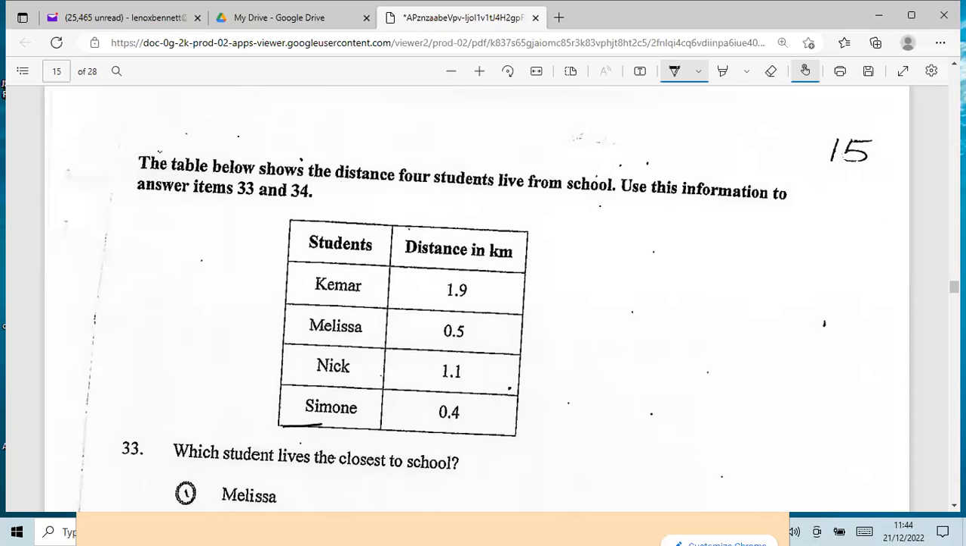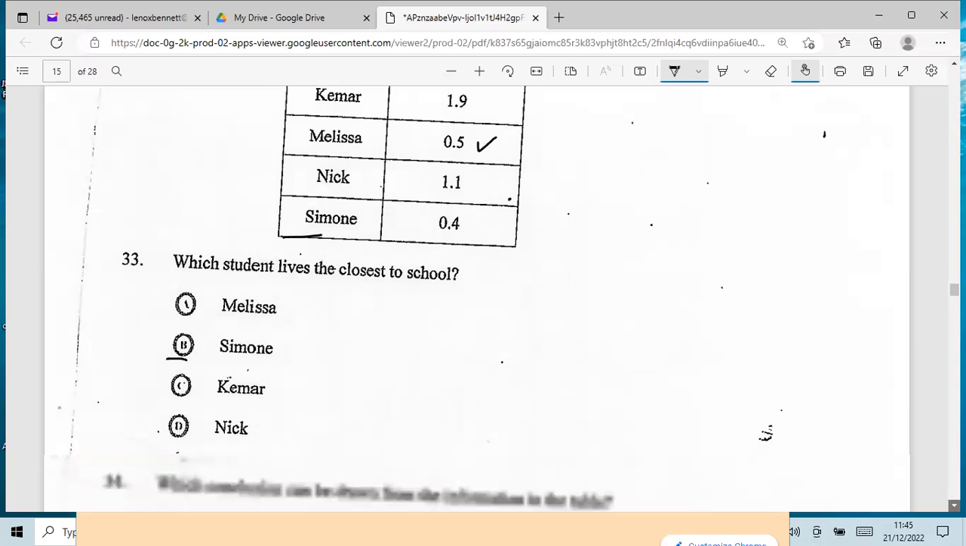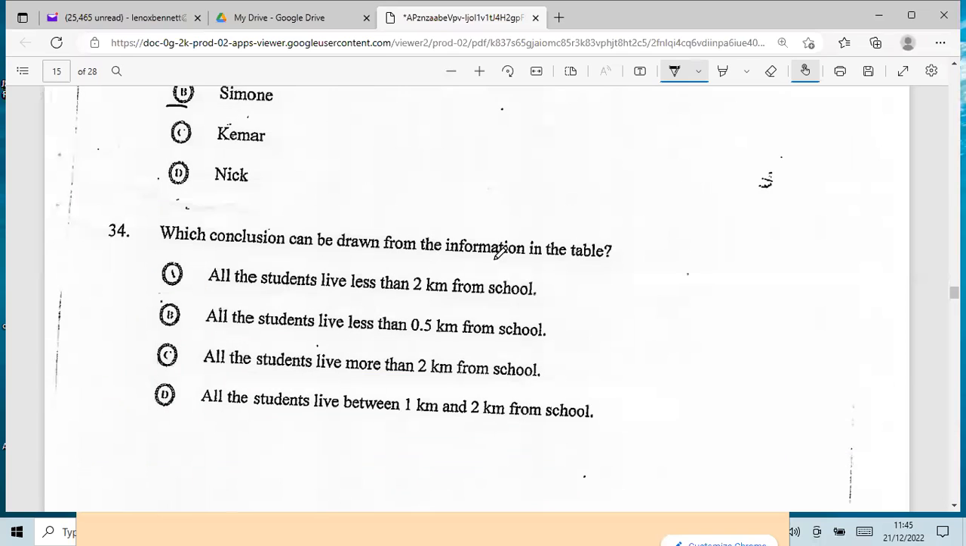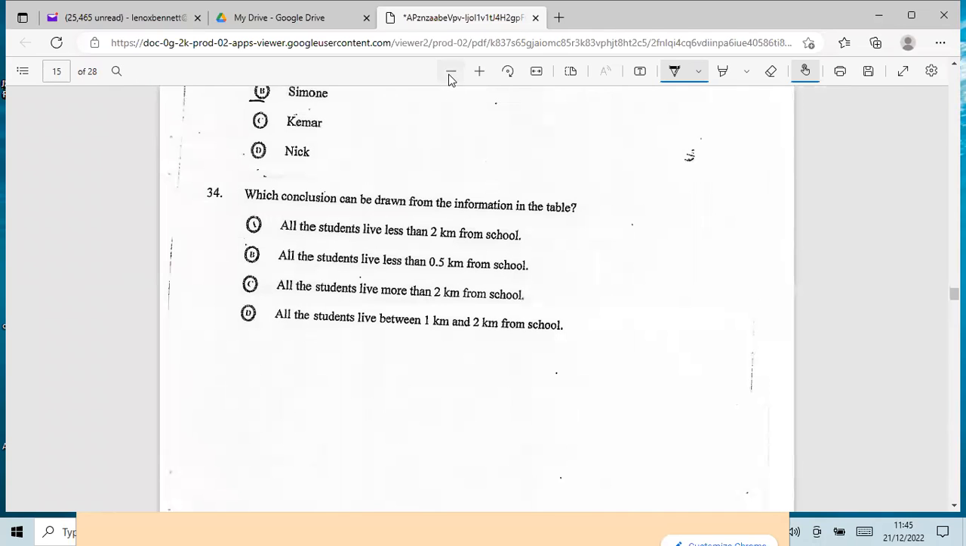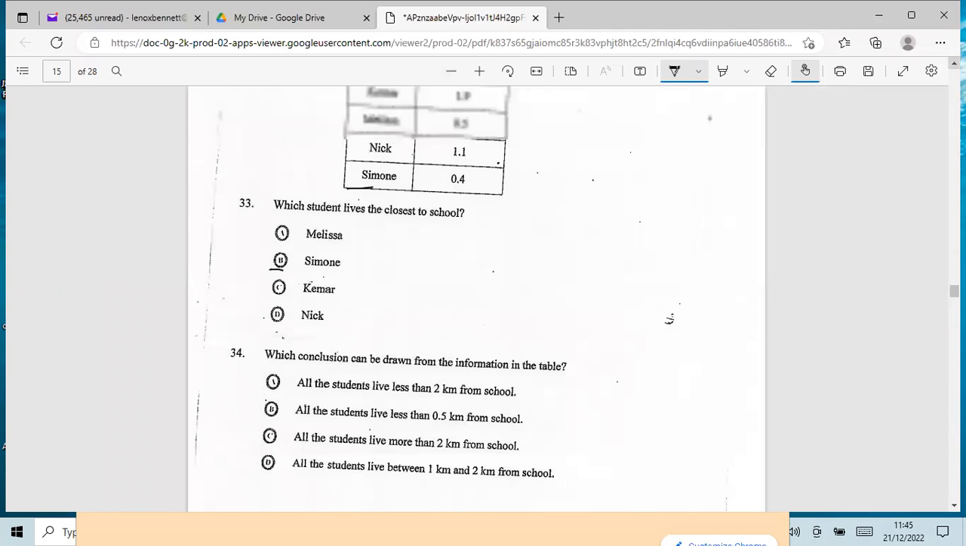All right. So that has not reached 1 yet. And then I reach half. This is a half kilometer. All right. So Simone. All right. 34 now. Which conclusion can be drawn from the information in the table? I think I have to show you the table because I want you guys to look at it at the same time. I will read it out though. All right. Which conclusion can be drawn from the table? A, all the students live less than 2 kilometers away from school. Is that correct?